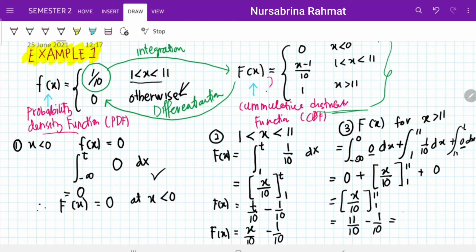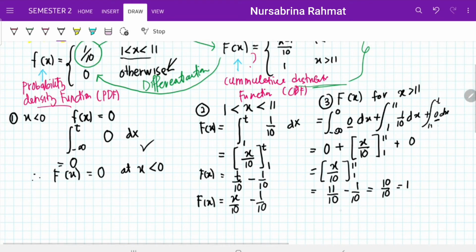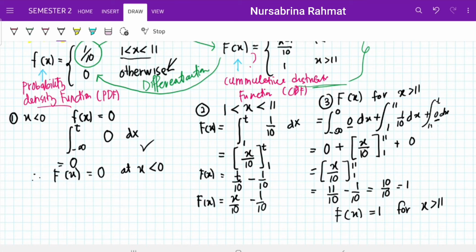Okay, we simplify this, we get 10 over 10, which equals 1. So therefore, F(x) equals 1 for x greater than 11. So we already found out all the class intervals involved. Now we're going to write it down.